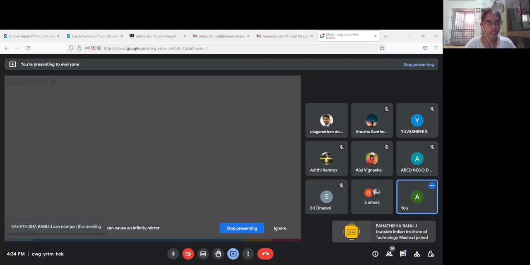Moving on to question 8. What is the relationship between Young's modulus and shear modulus if Poisson's ratio is 0? So this will also be a part of your lecture 3. Majority of these questions are from lecture 3 and 4 only. Anybody knows the general formula between Young's modulus and shear modulus?